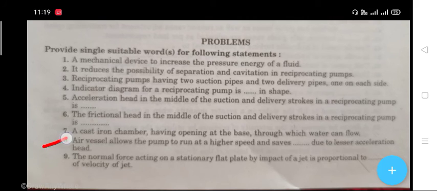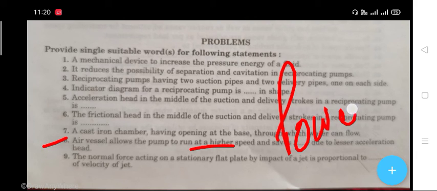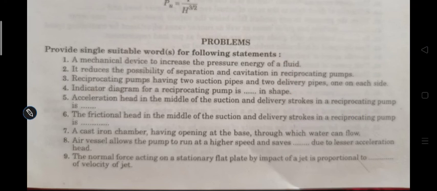Next question, question number 8: an air vessel allows the pump to run at a higher speed and save dash due to lesser acceleration head. The right answer is power.